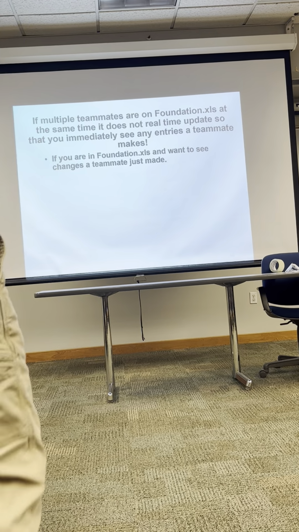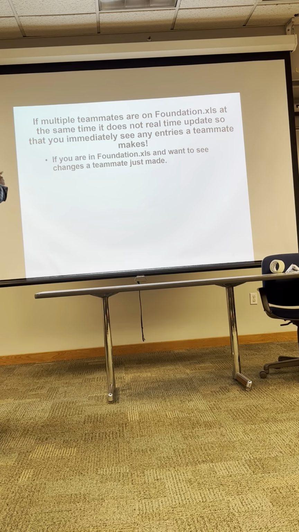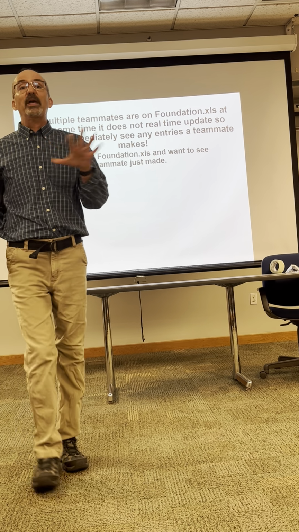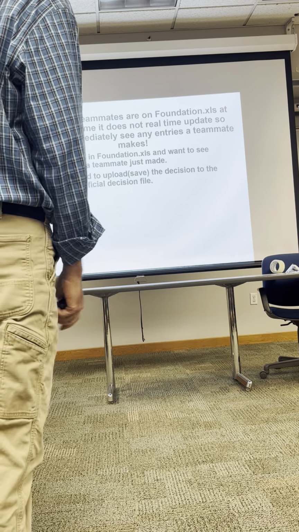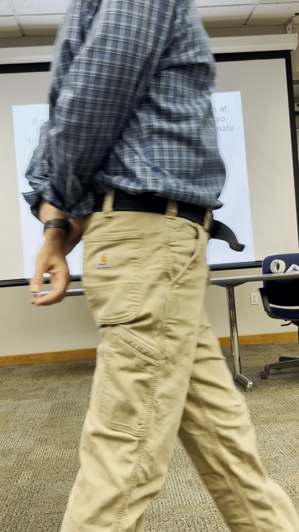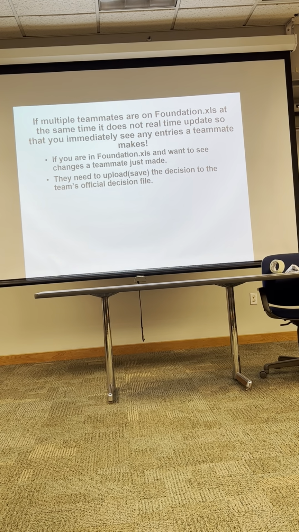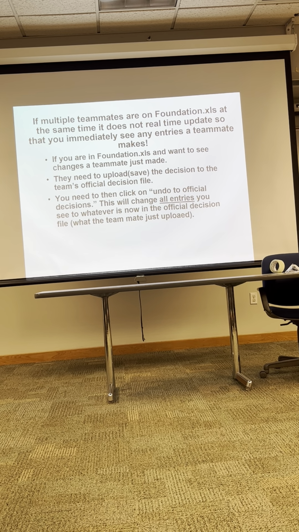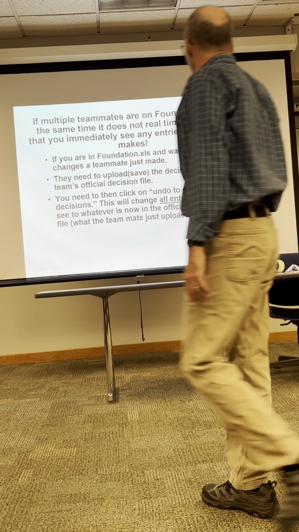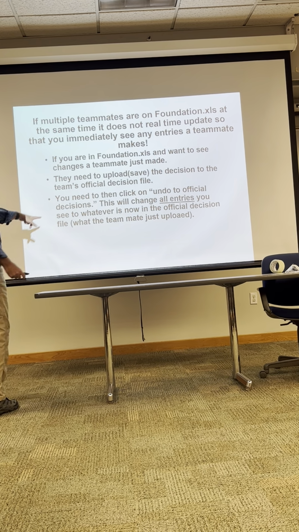All right? And I'll just codify this again. If you are in foundation.xls, you want to see changes a teammate just made, and you're all in it. All right? The teammate needs to upload or save the decisions to the team's decision file. Goes pretty quick. All right? Then you need to click on Undo to Official Decisions. Pretty quick again. It will go out and it will grab the official decisions that they just uploaded, and they will populate your screen with them. All right? This will change all entries you see to whatever is now in the official decision file, which is what your teammate just uploaded.